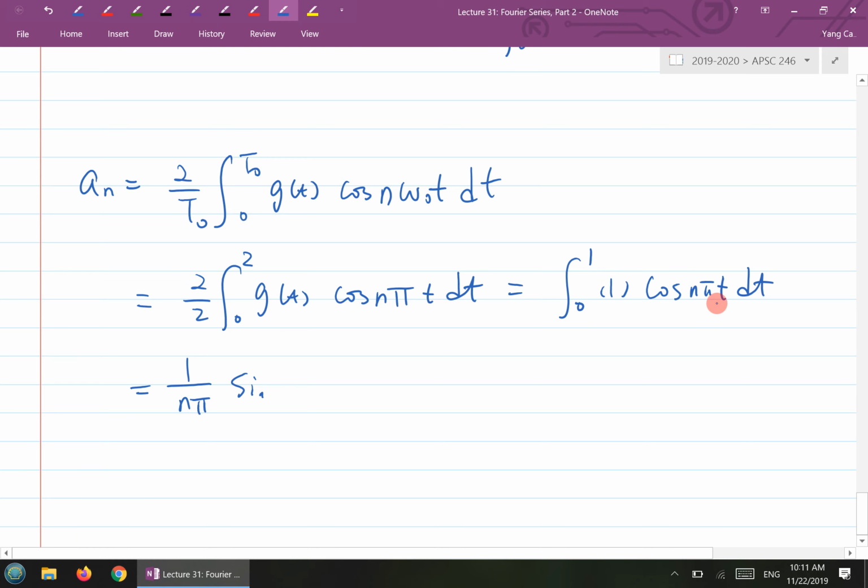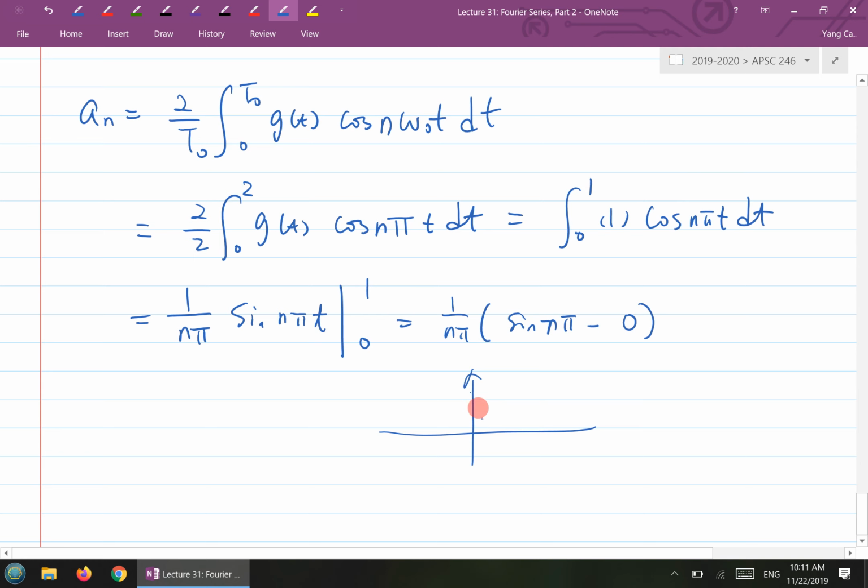Okay. So this is 1 over n pi sine n pi t, and then you substitute the limits 0 to 1 in it. When you substitute 1 into here, you have a sine n pi. When you substitute 0 here, you get a 0. Sine of a multiple of pi is always equal to 0. This is why I want you to remember what sine looks like. This is pi, this is 2 pi. Sine of a multiple of pi is always equal to 0, right? So the whole thing is 0. Okay.